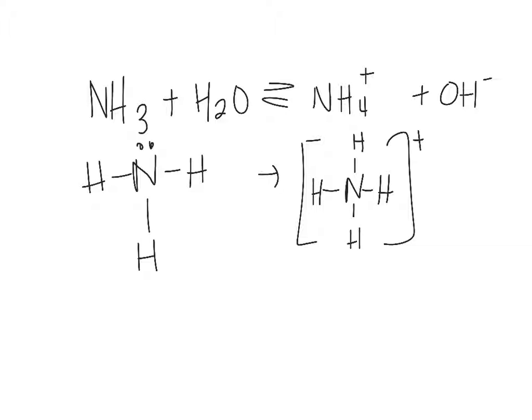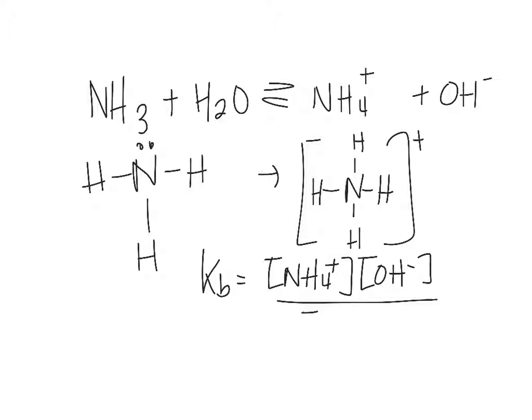The equilibrium constant, or base ionization constant, is written as Kb. So in this case, your Kb would be your conjugate acid times OH minus all over your weak base. So that is the same as it's been for your Kas.